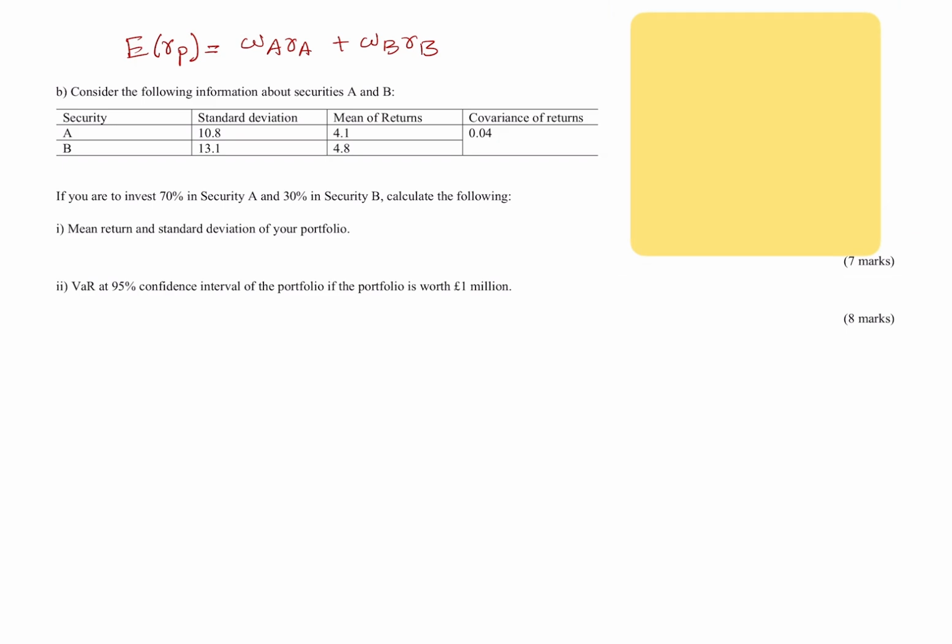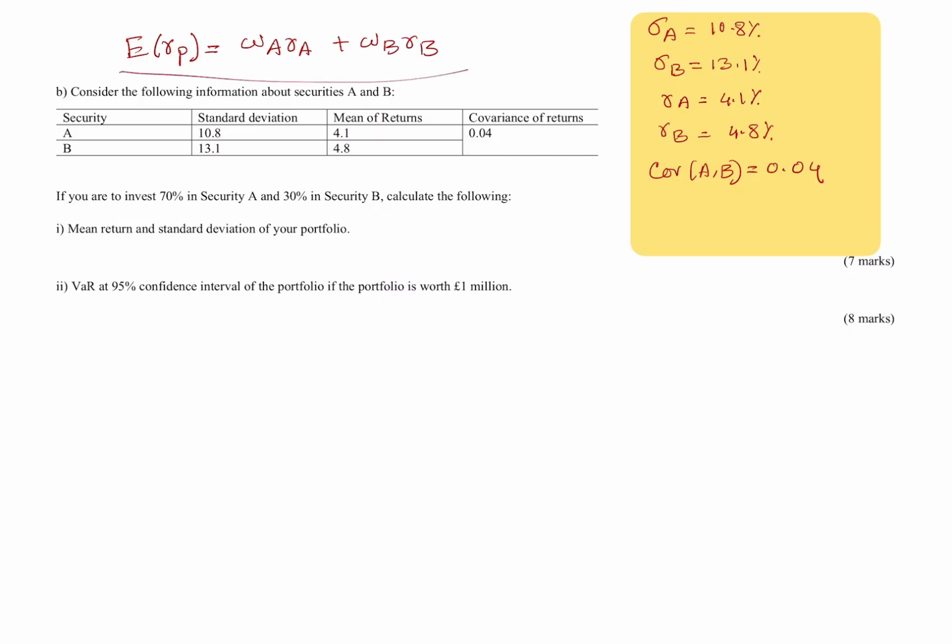So we have the mean return. Let's put standard deviation first. We have standard deviation sigma A equal to 10.8%, sigma B equal to 13.1%, RA, return of security A, 4.1%, return of security B, which is 4.8%, and we have the covariance of A and B, which is 0.04.